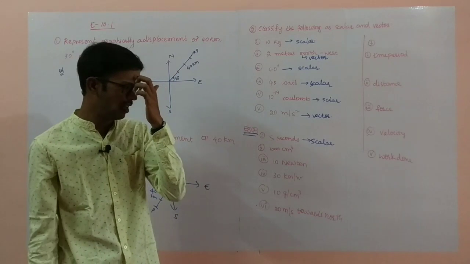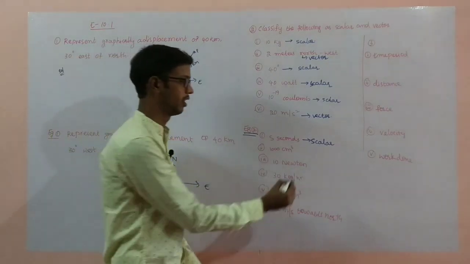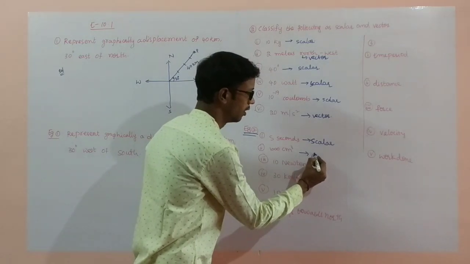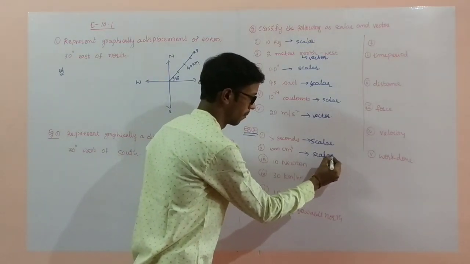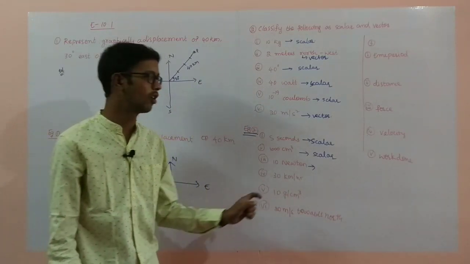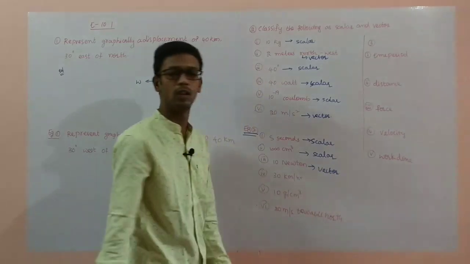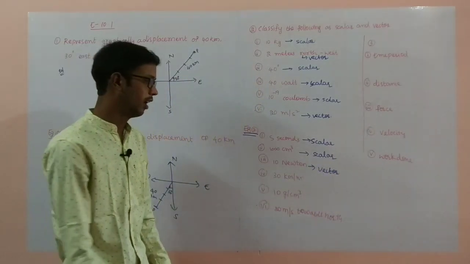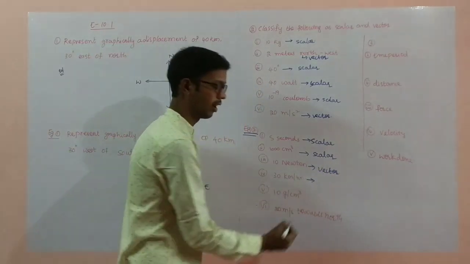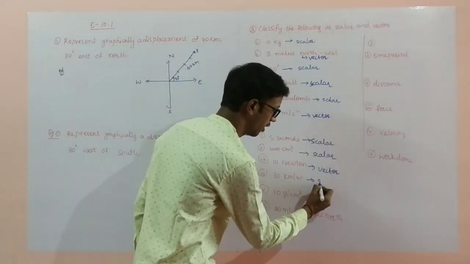Scalar. And volume 1000 centimeter cube. It is nothing but a volume. This is a scalar. Newton is nothing but force. Force is a vector. Magnitude and direction it will be there. So that's why it is a vector. Next, kilometer per hour is there. Kilometer per hour is nothing but speed. Just we have to write here scalar.